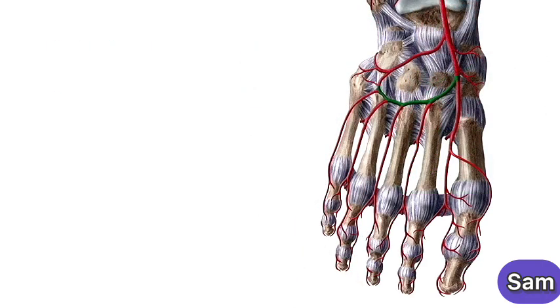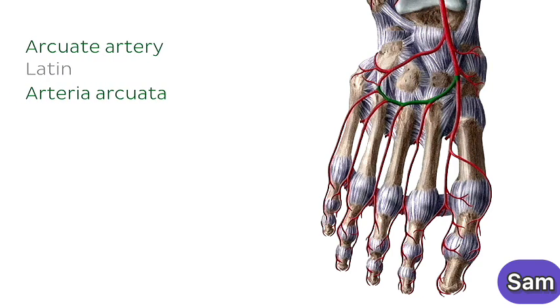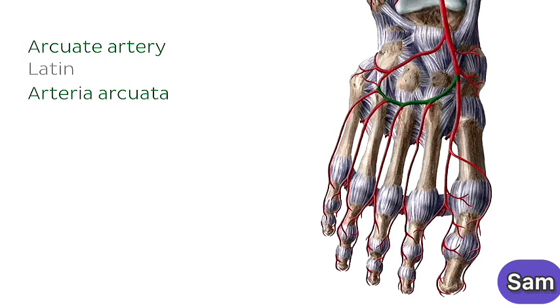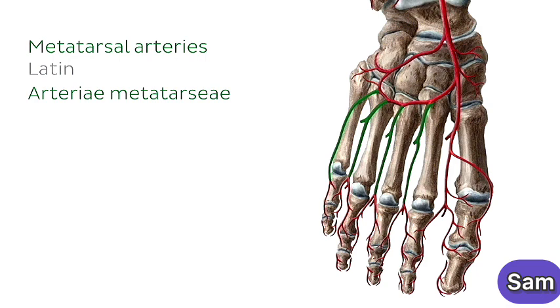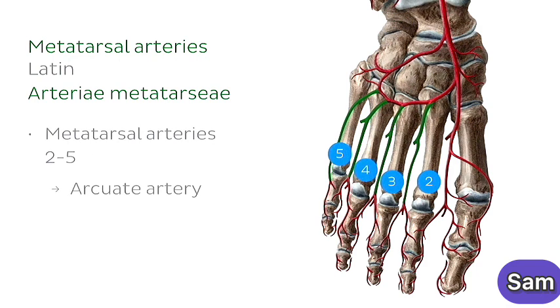Another branch of the dorsalis pedis artery is the arcuate artery. This artery remains on the dorsal surface of the foot at the base of the metatarsals, supplying muscles and structures of that region. Before anastomosing with the lateral tarsal artery, the arcuate artery gives rise to the dorsal metatarsal arteries, which travel alongside metatarsals 2 to 5.